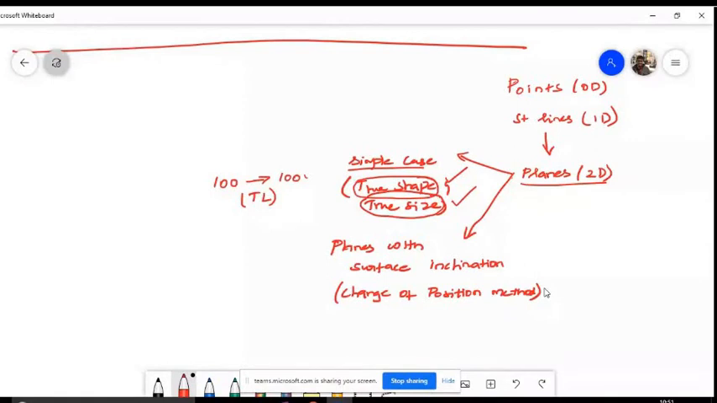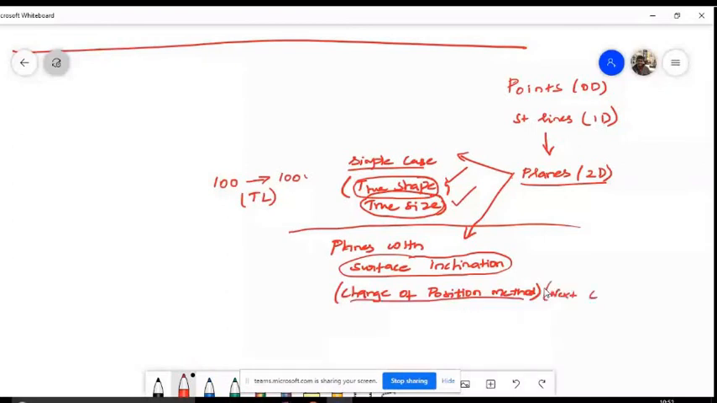If in any one of the views the true shape and size is visible, then that particular case is called simple case. But whenever you have a surface inclination, you will not be able to see the true shape and size in the front view and top view. So in that case, you need to use the change of position method. This we will be seeing in the next class. It will take more than 1 hour to complete. So in today's class we will talk only about the simple case.